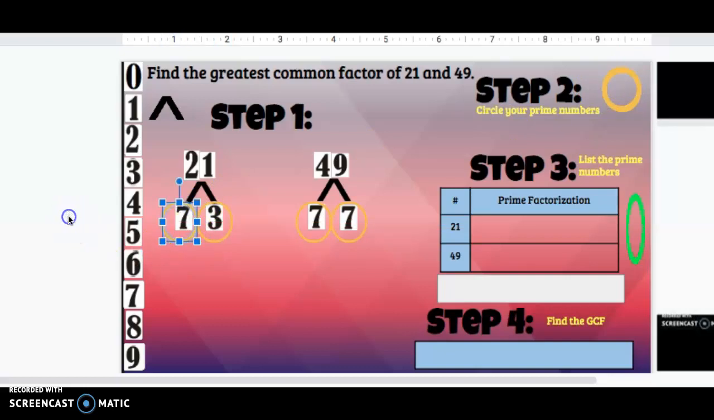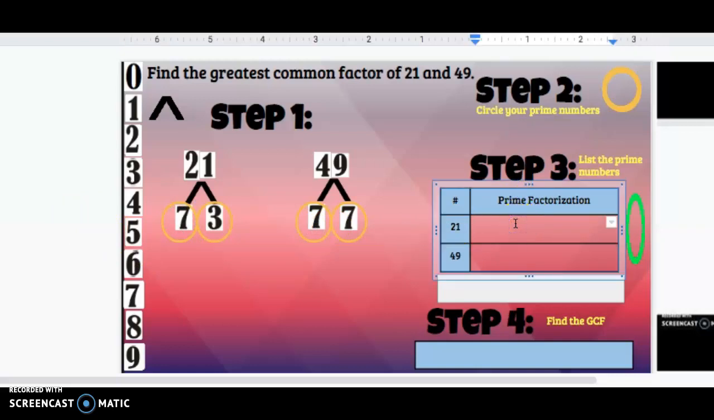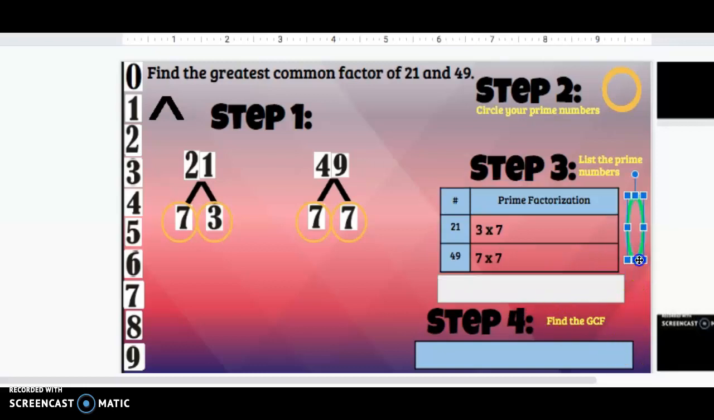Okay, so now my step 3 is to list my prime numbers. My prime numbers are the circled numbers. So for 21, it's 3 times 7, because it's in order from least to greatest. 49 is 7 times 7. Then I have to find my matching spots, what matches on the bottom and what matches on the top. Well, 7 and 7 match, so I'm going to drag my circle over. Anything else that matches? Nope.